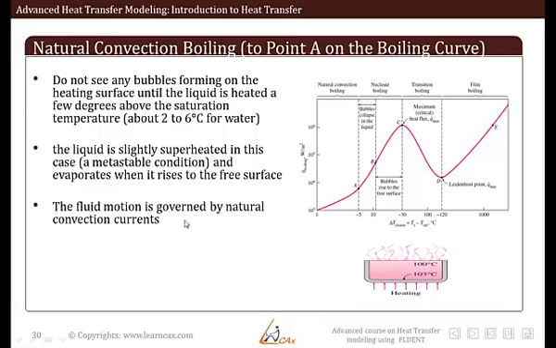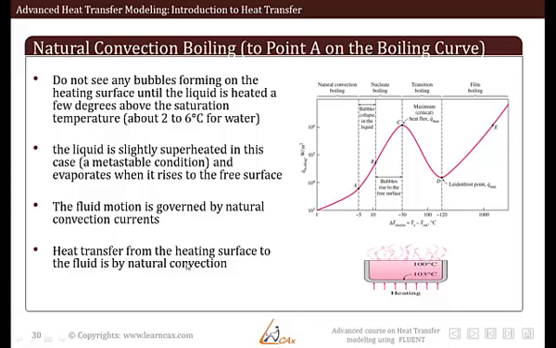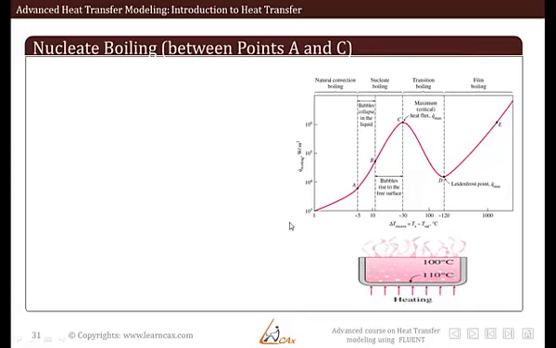And the fluid motion is governed by natural convection currents. So inside there are all natural convection currents. Higher temperature fluid rises above, and at the free surface there is some evaporation. Heat transfer from the heating surface to the fluid is by natural convection in this case. Let us now discuss each stage in boiling in detail, and we will refer to the boiling curve or the phase change curve for our reference.